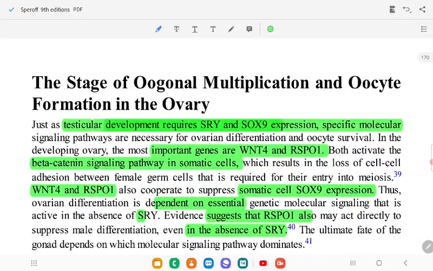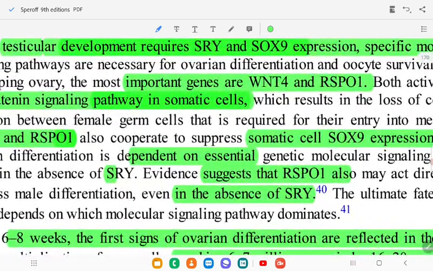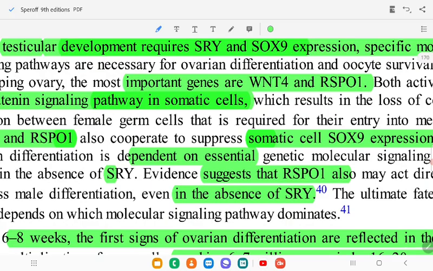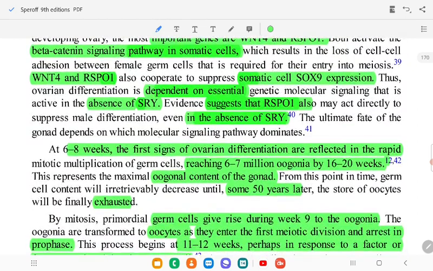Then this is the first stage, the stage of differentiation, over. Then the third stage is the stage of oogonial multiplication and oocyte formation in the ovary. Just as testicle development requires SRY and SOX9 expression, specific molecular signaling pathways are necessary for ovarian differentiation and oocyte survival also. In the developing ovary, the most important genes are WNT4 and R-spondin 1, which both activate the beta catenin signaling pathway in somatic cells. WNT4 and R-spondin 1 cooperate to suppress the somatic cell SOX9 expression. Thus ovarian differentiation depends on essential genetic molecular signaling that is active in the absence of the SRY gene. There is evidence that these genes may act directly to suppress male differentiation in the absence of SRY also. The ultimate fate of the gonad depends on the molecular signaling pathway.